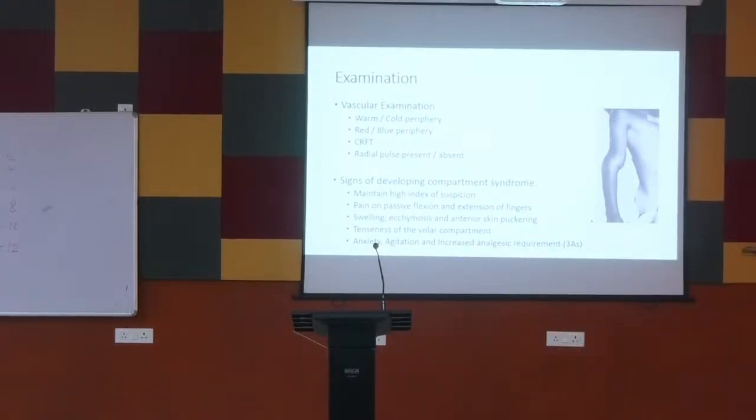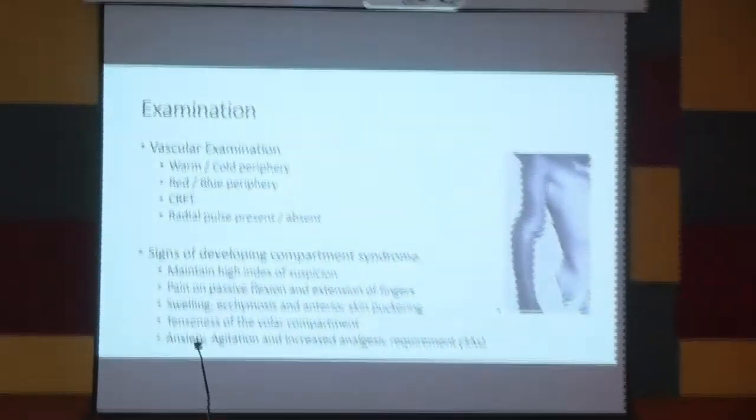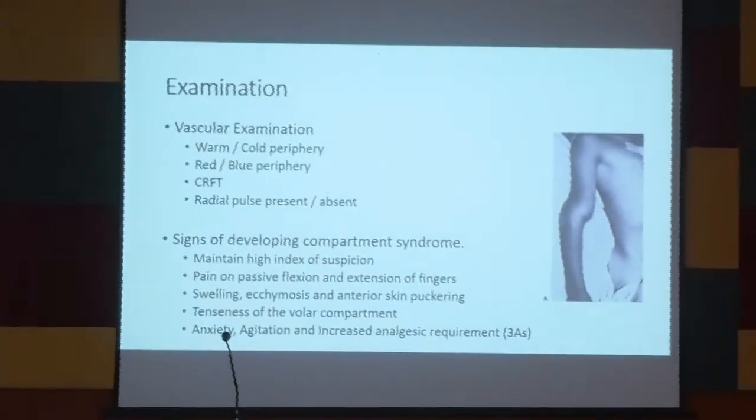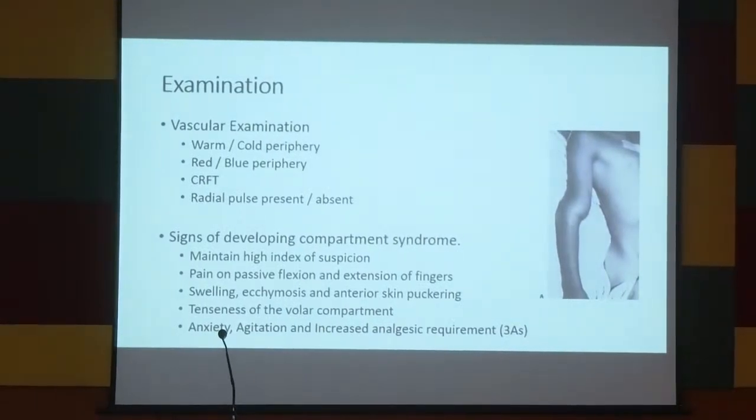So vascular examination is most important. Whenever you are suspecting a supracondylar fracture, you have to palpate the radial pulse. You have to check the capillary refill. You have to see the nail bed: on pressing, it is turning white, and how fast it is becoming red. That is the important thing. You have to see whether the extremity is warm or cold, whether it is red or blue. You have to see the capillary refill time, CRFT, and you have to check for the radial pulse.